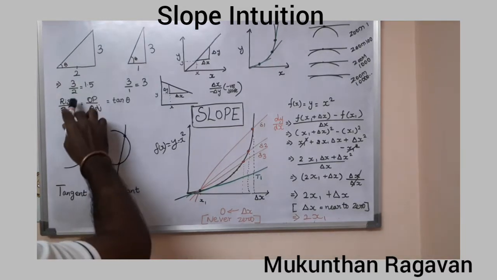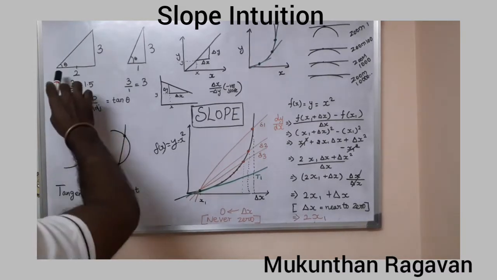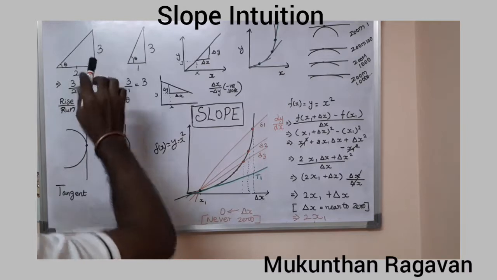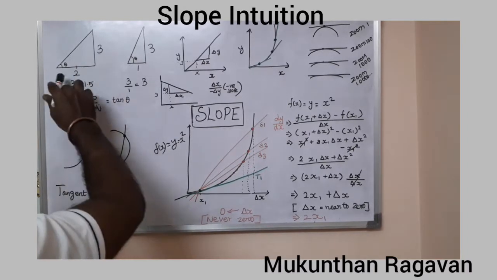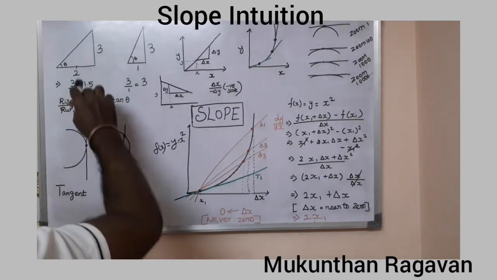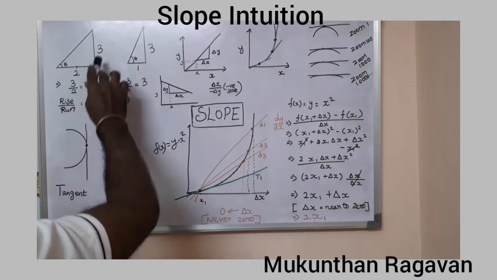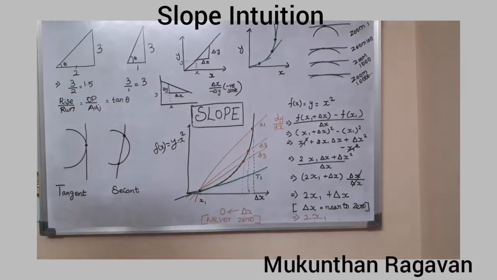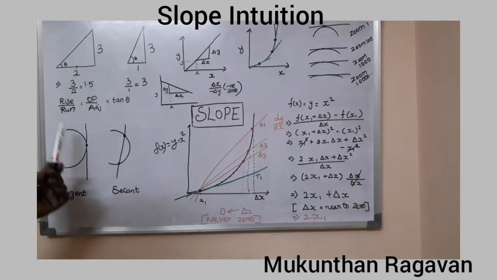So how are we concluding that? By the ratio between the rise over run. This is your run and this is your rise. In our case, the rise is the same in both triangles, but the run is different. So the ratio of rise over run here gives 3 by 2, which is 1.5, and here 3 by 1, which is 3. So the ratio between rise over run decides which one has the steeper slope.